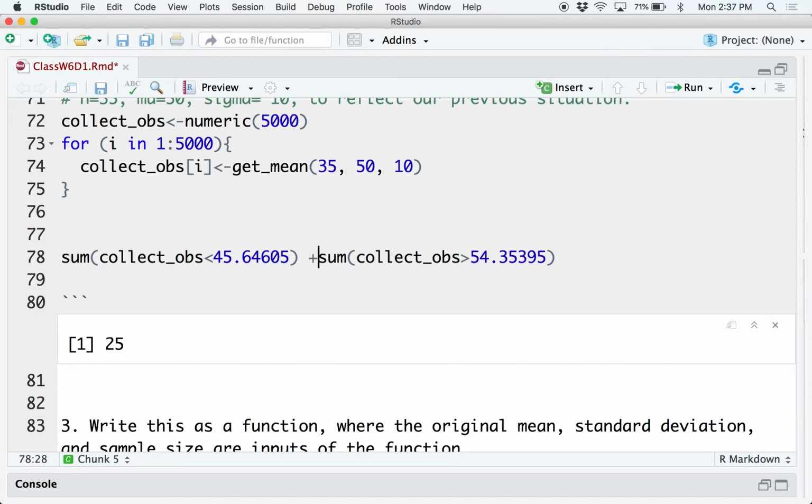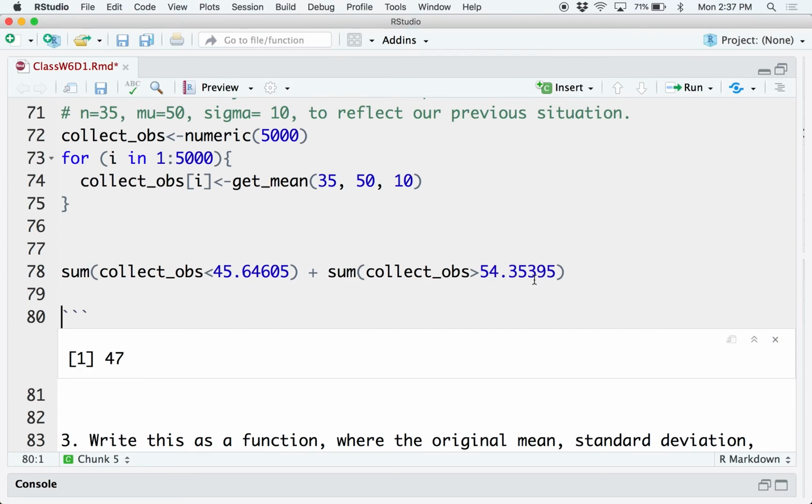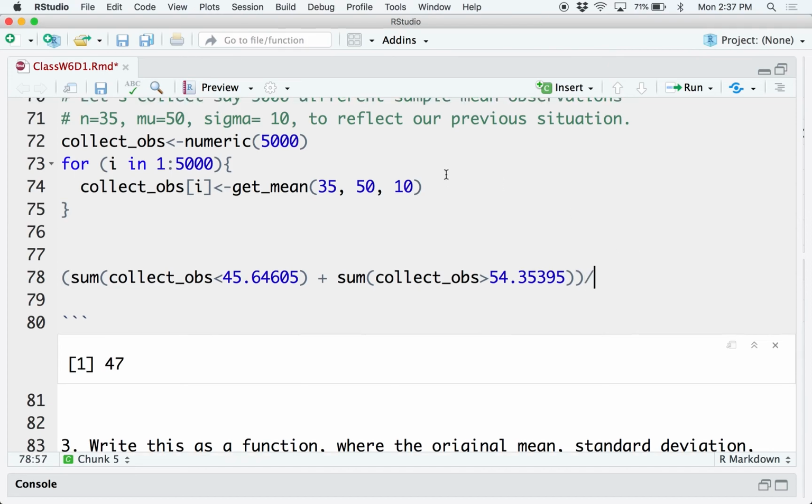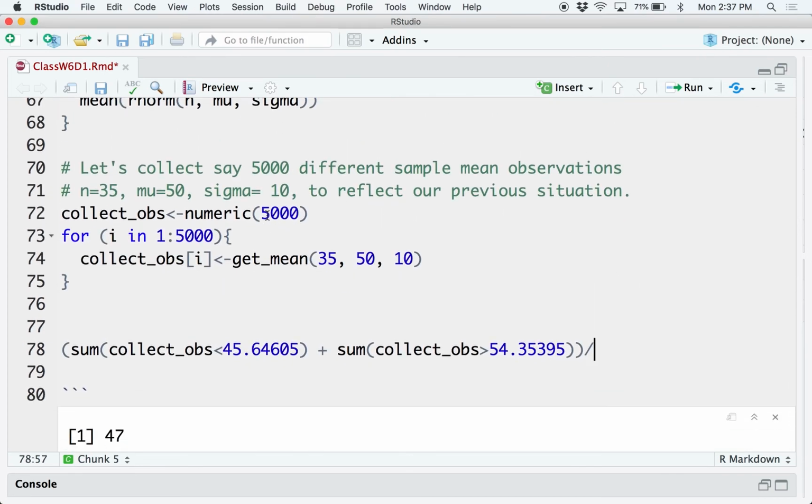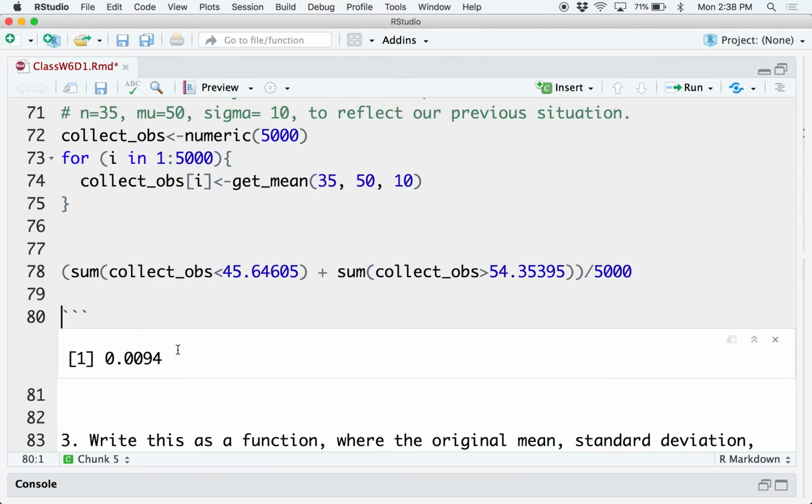And what I'm actually going to do is add these two things together. This will count how many of my sample mean observations were below the lower limit and how many were above the upper limit, and then add them together. And I get 47 in total. Now I'm going to divide this by the total number of observations that I collected. If I divide this by the total number, I get essentially 0.0094, so that fraction of my observations fell outside of my interval.